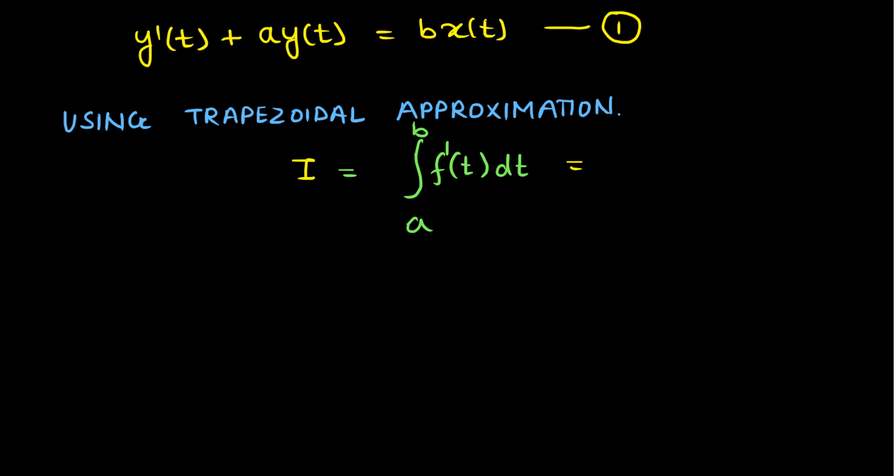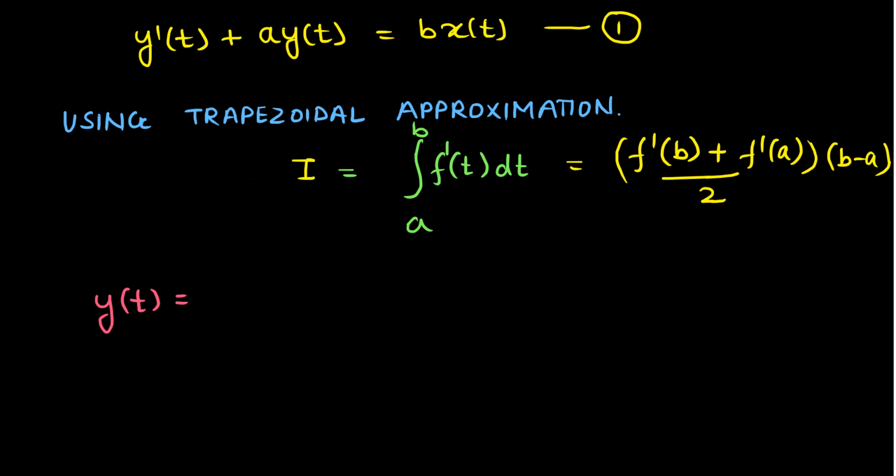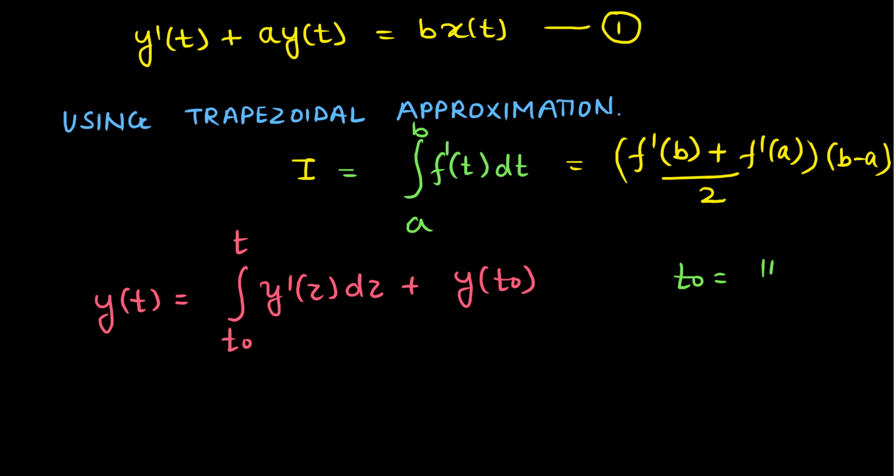So its approximate value is basically given as y dash of b plus y dash of a divided by 2 multiplied by b minus a. So we are going to use this trapezoidal approximation in order to represent this y of t. We know that y of t can be written as the integration from t naught to t of y dash of tau d tau plus y of t naught. So this t naught is basically the initial condition.